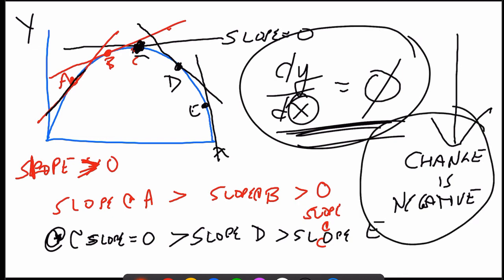The change in the slope is the second derivative. Okay? Just remember that. Put that in the back of your mind. We'll get back to that in a second. The change in the slope is the second derivative.